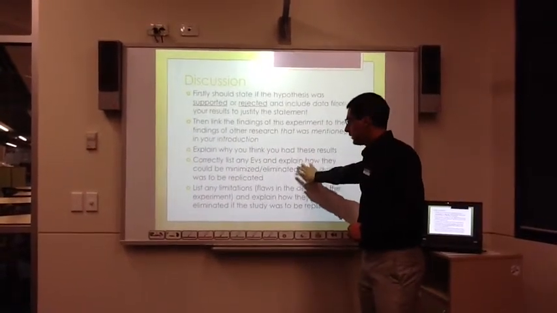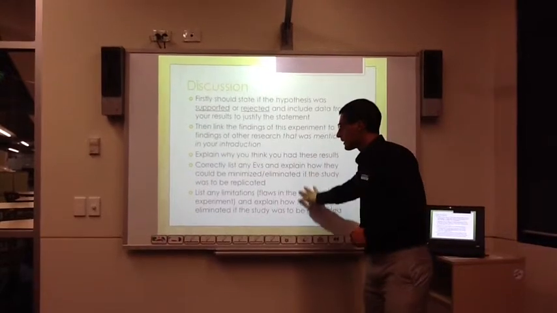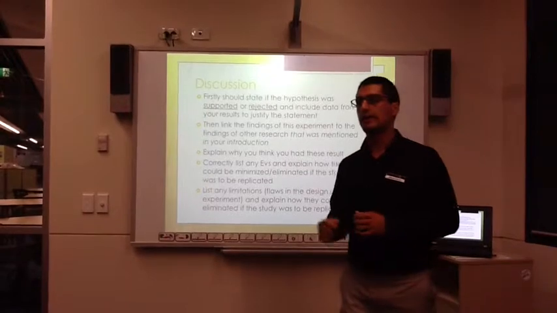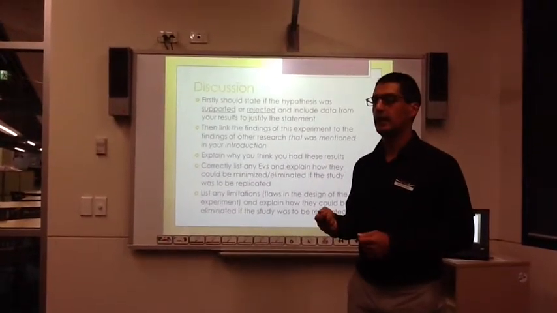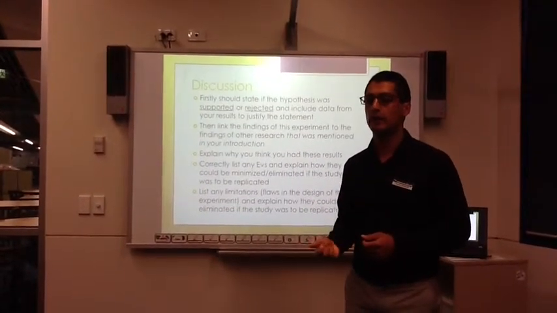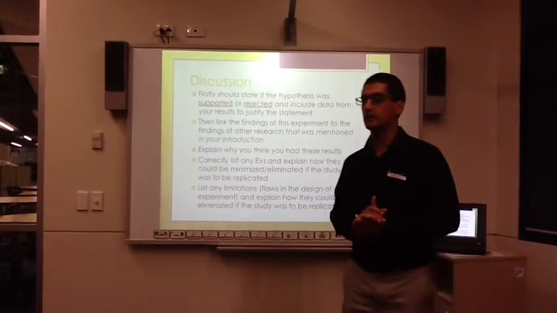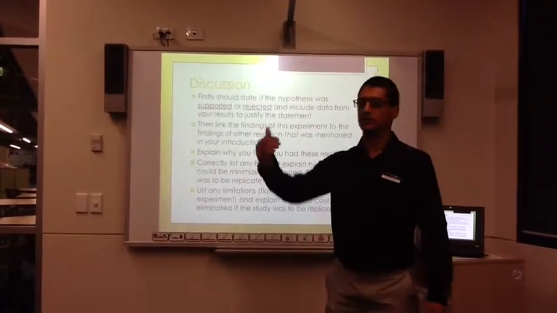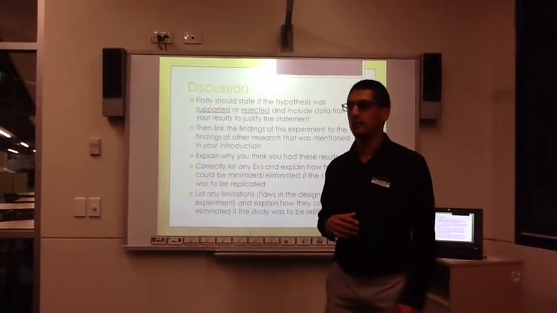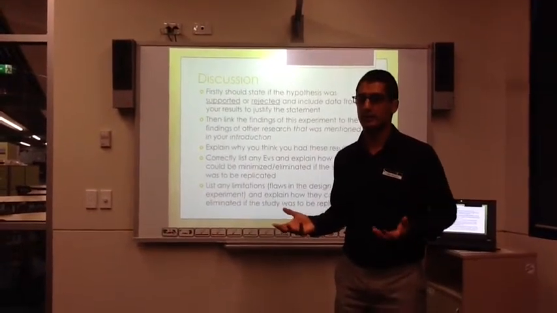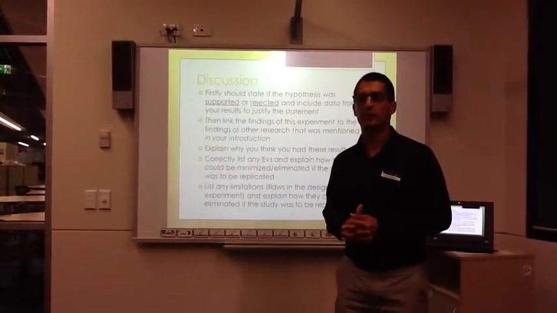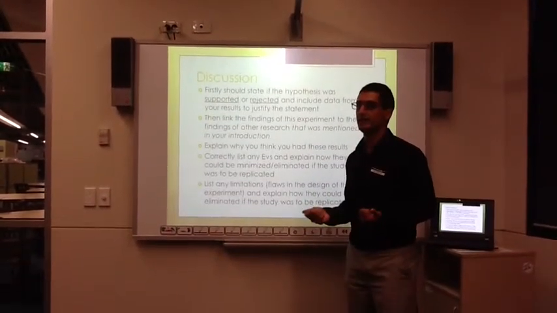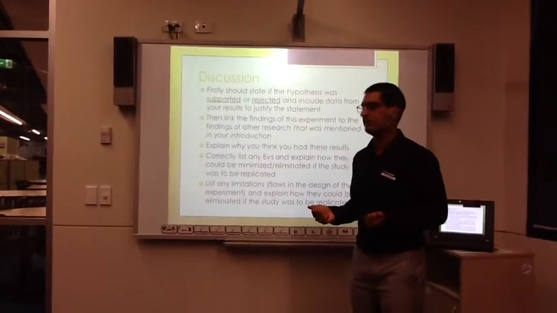Okay, the next two parts. Sometimes students have difficulties with this. You need to talk about your EVs. So mention some EVs and explain how they could be overcome or limited the next time this experiment was to be conducted. Now, it's probably best if you don't just list 1 million EVs, because then why would you have done the experiment if there's so many EVs? So maybe list 3 or 4 extraneous variables and 1 or 2 limitations. I think if you're listing more than that, your experiment would appear to be pretty invalid.